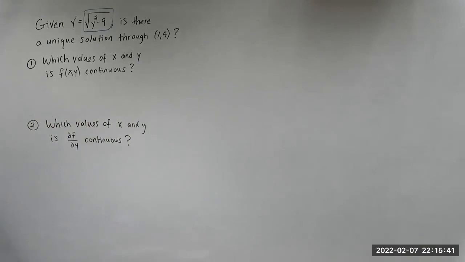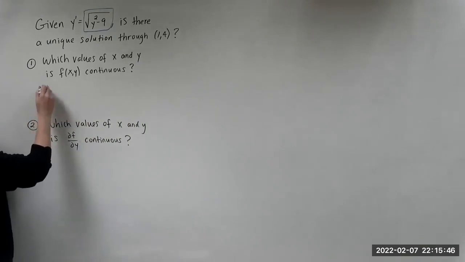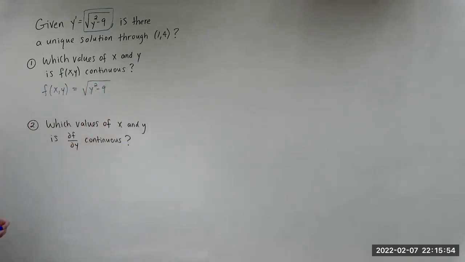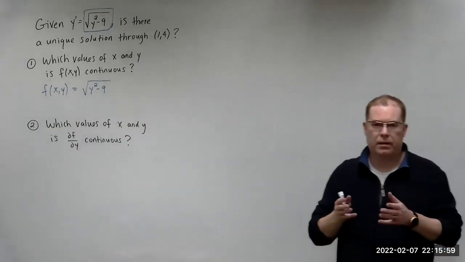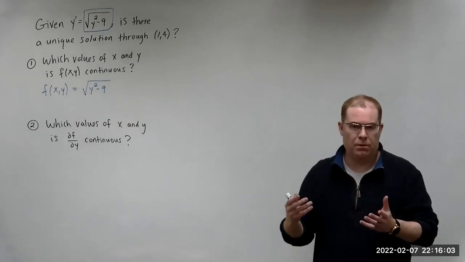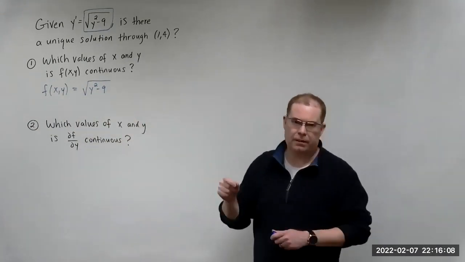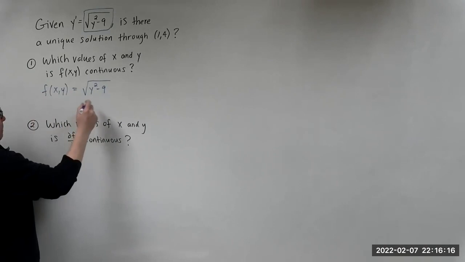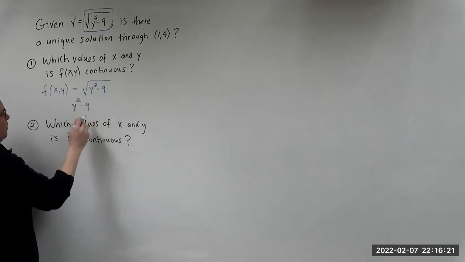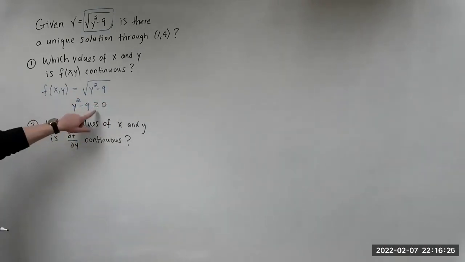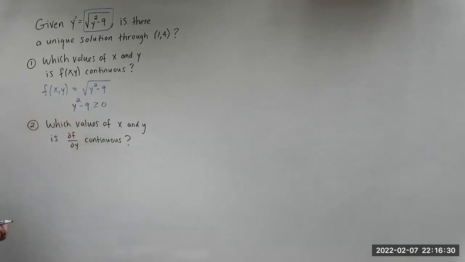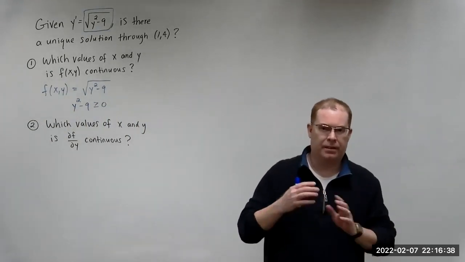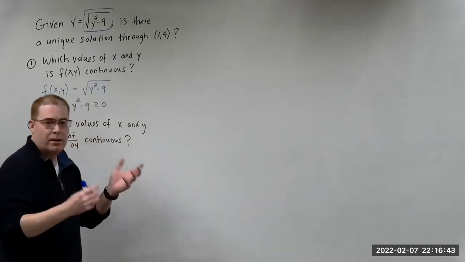All right, so let's first go ahead and look at our function here. We have that f of x, y is equal to the square root of y squared minus 9. Because we're dealing with square roots, and we're assuming real numbers, anything under the square root has to be greater than or equal to 0. So we can use that to find the y values that make this continuous. We want to figure out for which values of y, y squared minus 9 is going to be greater than or equal to 0. It turns out that it's from minus infinity up to minus 3, and then from 3 to infinity, where minus 3 and 3 are both included in the set.